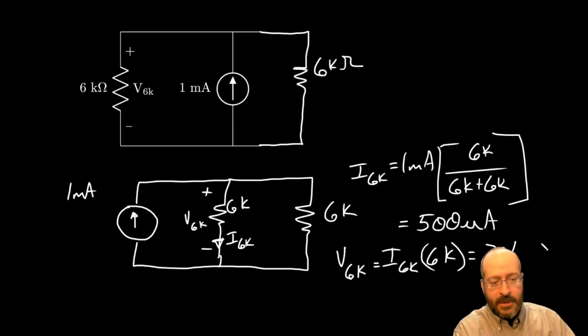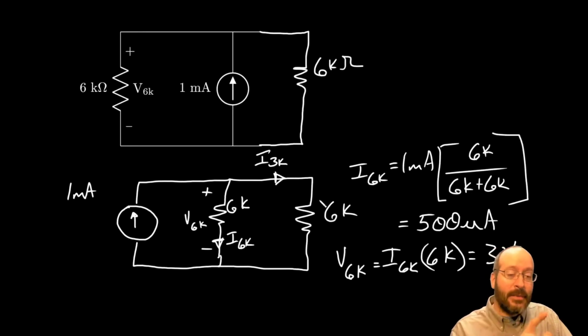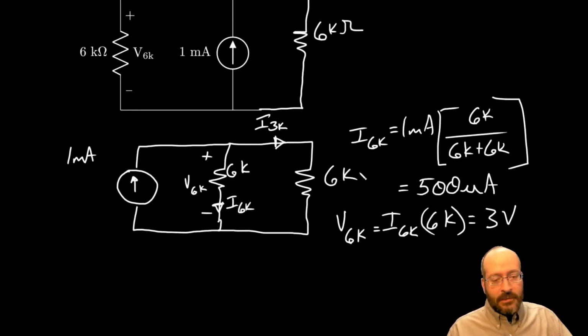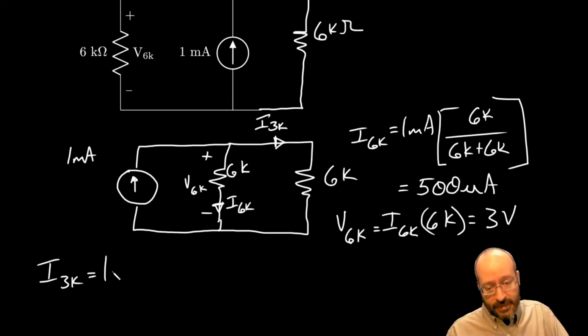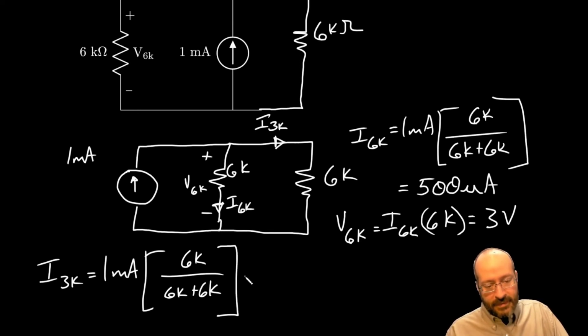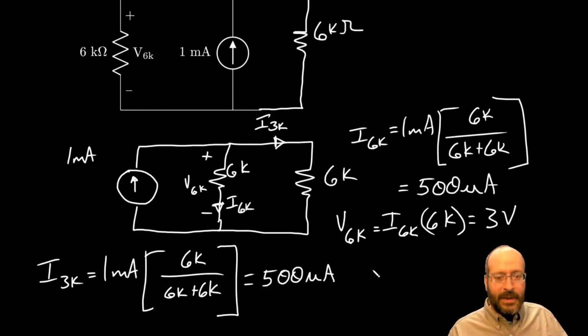What else we have? Well, we have the current. We kind of know the current flowing through here. Let's call this I 3K. I'm going to call it 3K, even though that's a 6K right there. But we got to remember that this is the series combination of 2 resistors. And one of those resistors, we want to know the voltage across. Okay, so we can go find that in the same way, and we're going to get this same result. It's going to be 1 milliamp times 6K over 6K plus 6K. It's split nice and evenly. 500 microamps. What if it didn't? Then we'd actually have to do some math, huh?